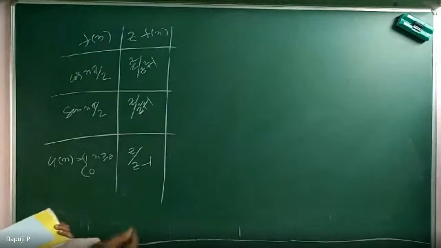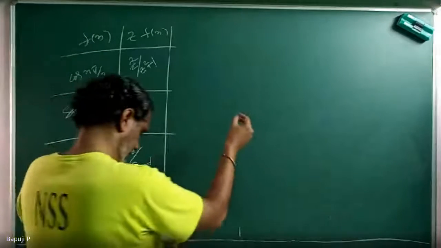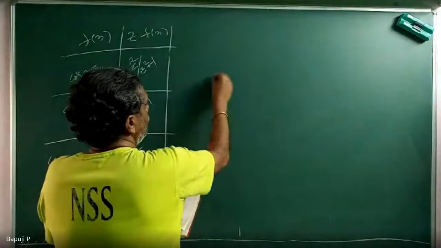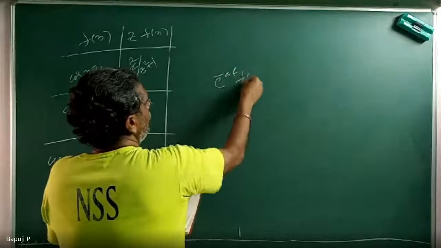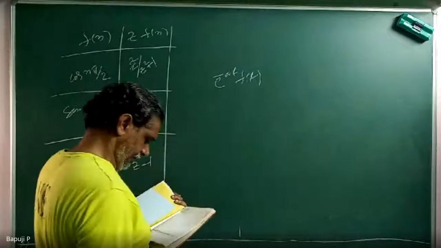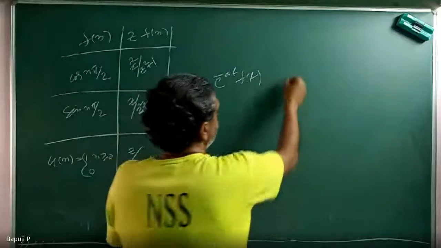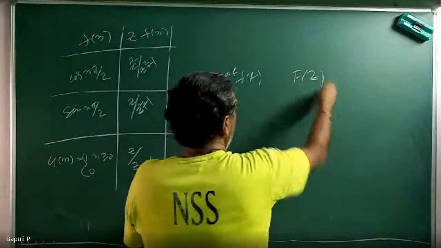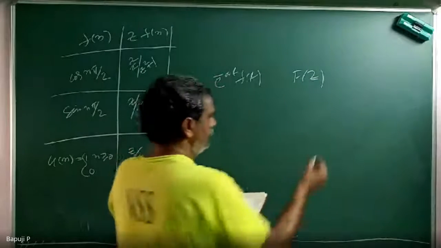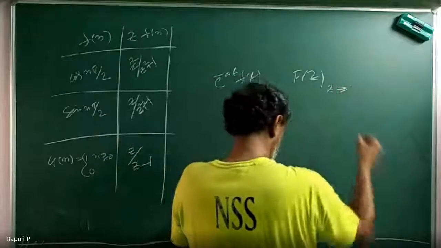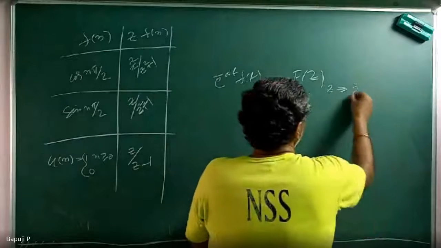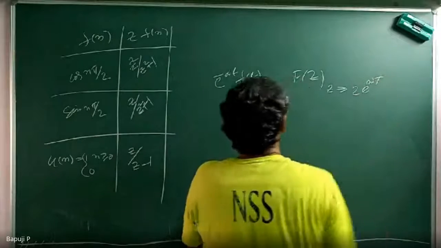Then this also you can remember. E power minus a t. F of t is equal to Z of n, how can you write? It's f of z. I will transform z into z e power a t.